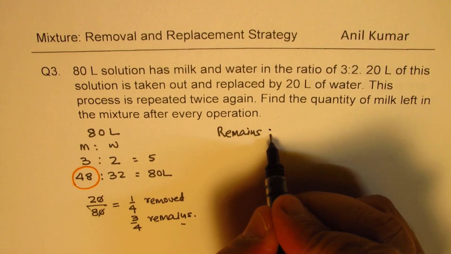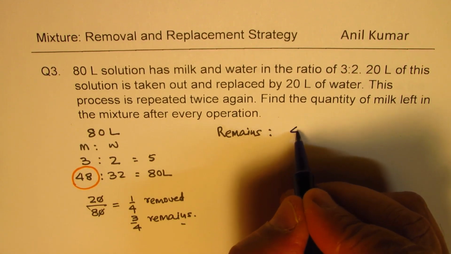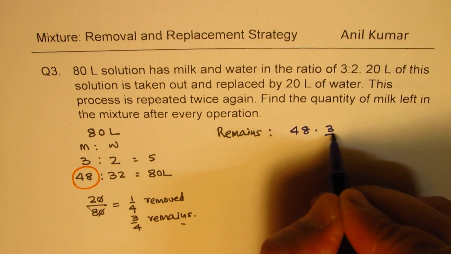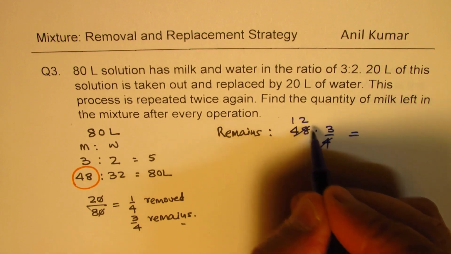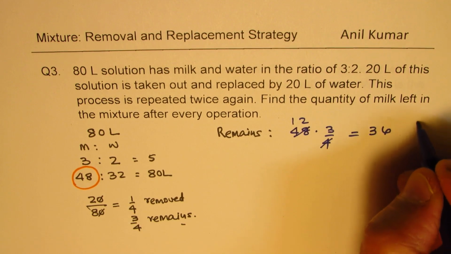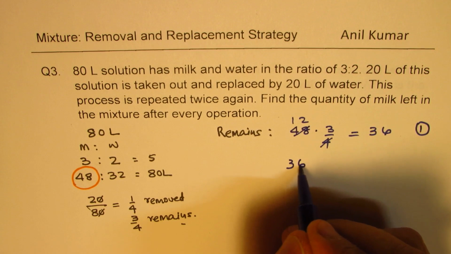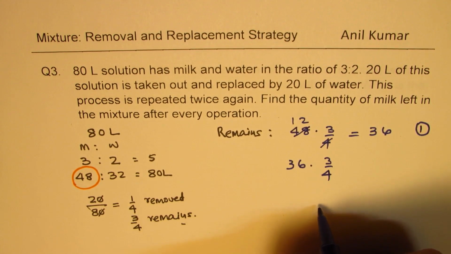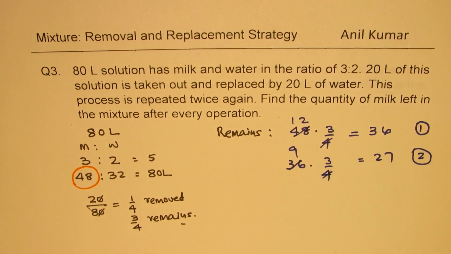So what remains after the first operation? After the first operation, 3/4 of 48 remains. We can write this as 48 times 3/4. This is very easy. 4 goes 12 times, and this is 36. This is after the first operation. Second operation, 3/4 of 36. So we go 36 times 3/4. 4 goes 9 times, we get 27. So this is after the second operation.